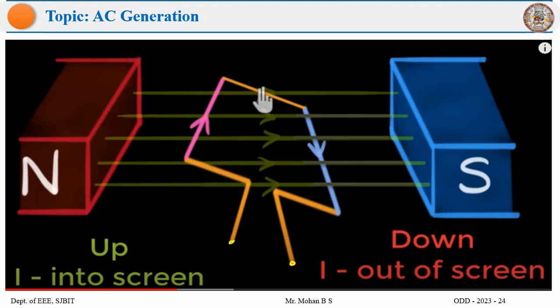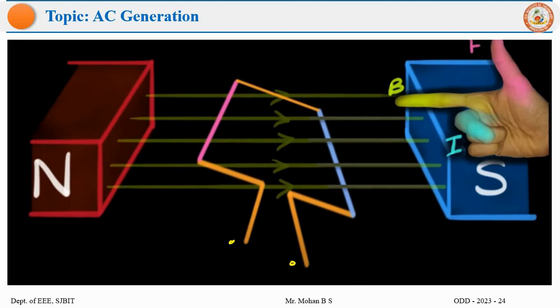Now, as we know, Fleming's right hand rule is given as: the thumb indicates the direction of force that we apply. So here the direction of force, as you can see visually, is such that this coil side is 1 and this coil side is 2. We have one coil which has two sides, coil side 1 and 2. So coil side 1 is going upward and coil side 2 is going in the downward direction.